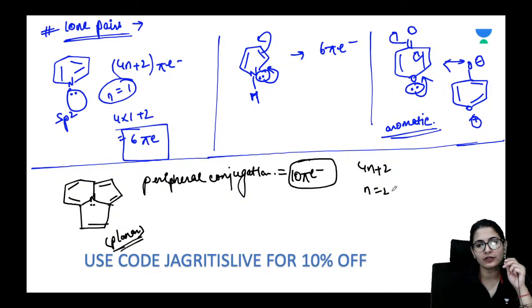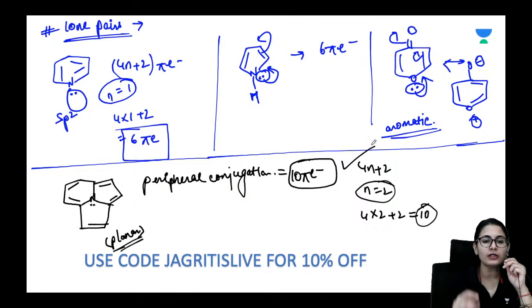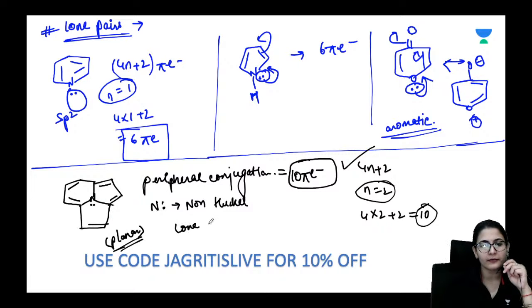4n+2 when the n value is equal to 2, you have 4 into 2 plus 2, that is 10. So it is following the Huckel's rule. It is aromatic structure. Also, peripheral conjugation is taking place. ये जो nitrogen के lone pair है ना, what do you call them? You call them non-Huckel lone pair. Non-Huckel lone pair. इसका क्या मतलब हुआ? Non-Huckel lone pair मतलब that is this lone pair is not taking part into resonance. Okay. Yes. Very nicely understood.